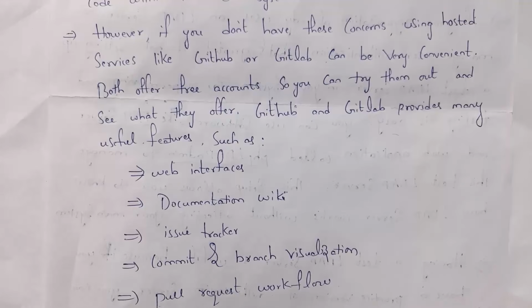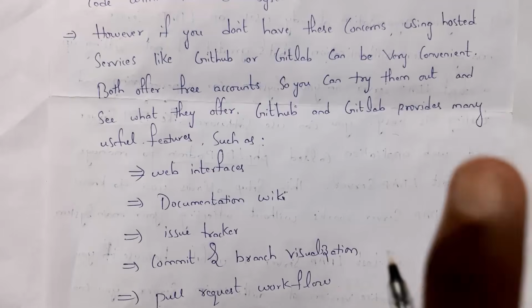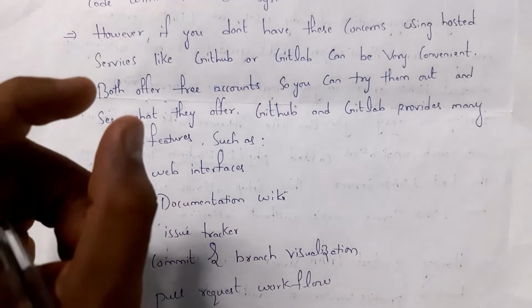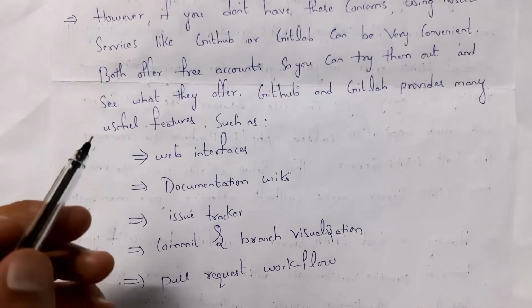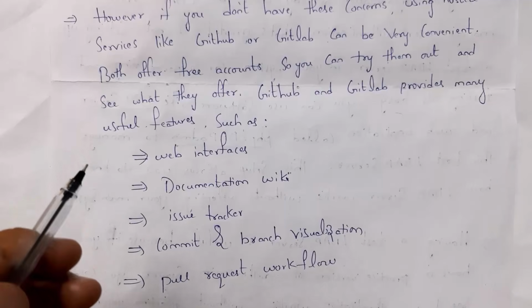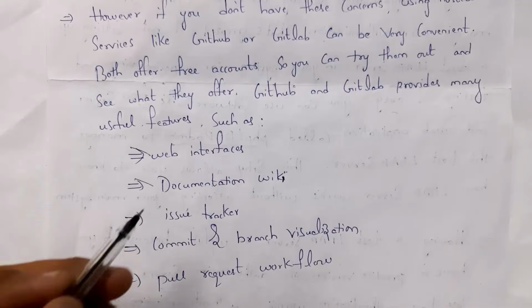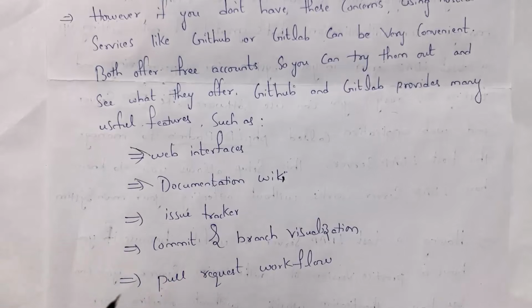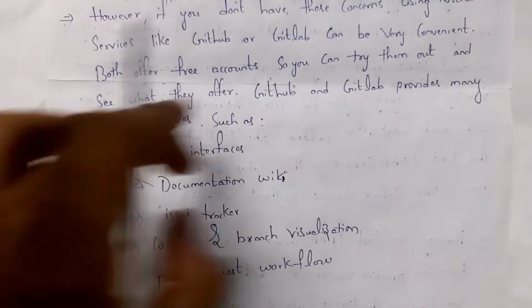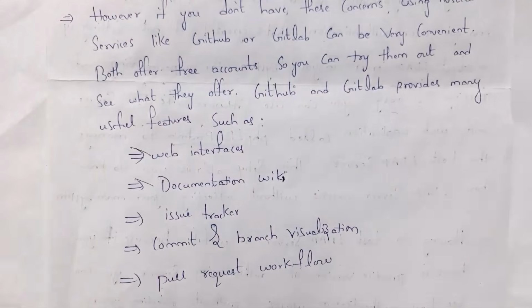For example, I have a company. I want to store my code in hosted Git servers like GitHub and GitLab. If you don't have any problem, then storing your code in GitHub or GitLab is very convenient. And you can easily create a free account in both GitHub and GitLab. So simply you can create a free account and you can see what they offer. GitHub and GitLab provide various kinds of features such as web interfaces, documentation wiki, issue tracker, commit and branch visualization, pull request workflow. These are various features offered by both GitHub and GitLab.